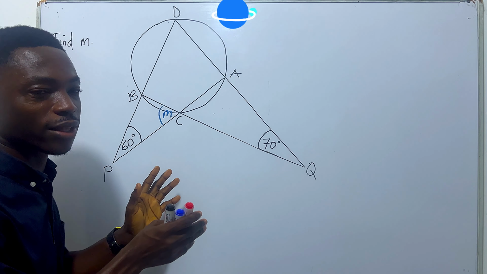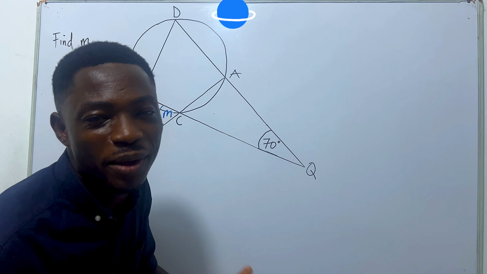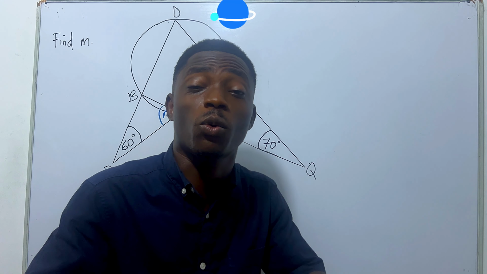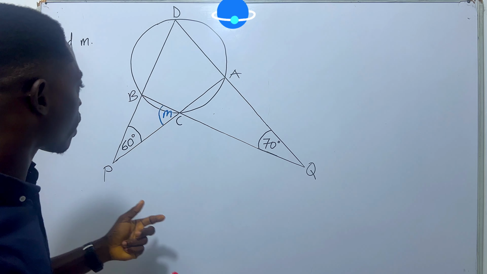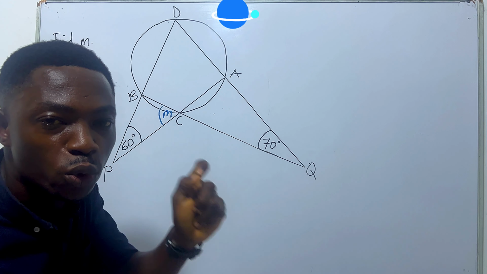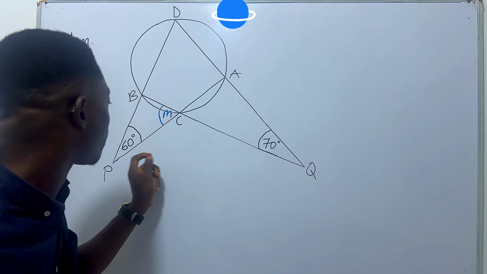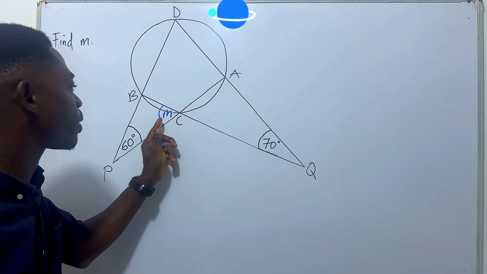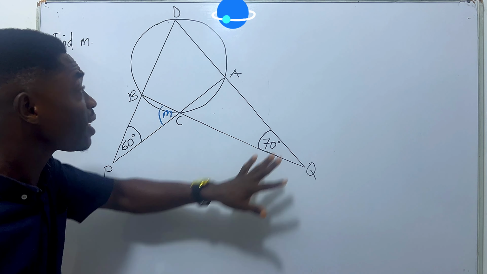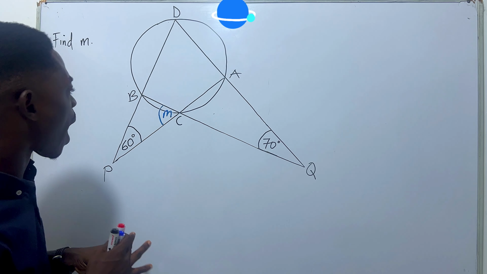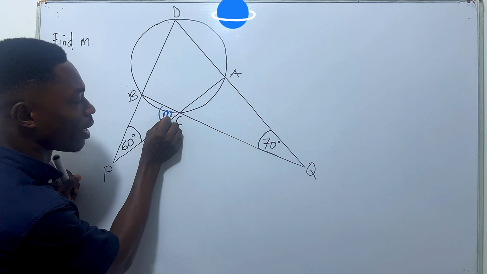Now let's take a look at this one. Of course, before we start, let me say this. What do we have and what are we looking for? We have two known values, 70 and then 60. We are looking for this angle right here. So let's take a look at the whole picture. Now, how are we going to figure out the M right here?